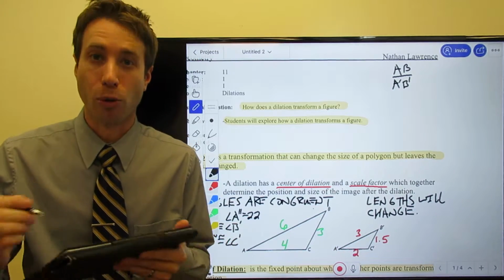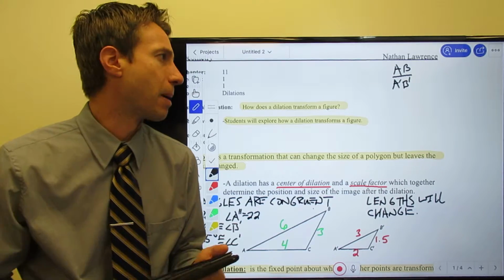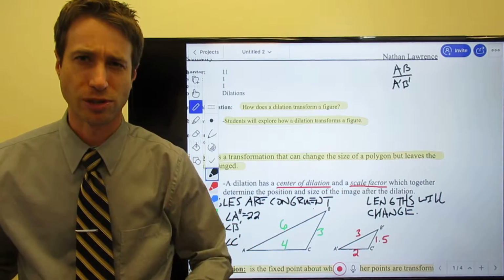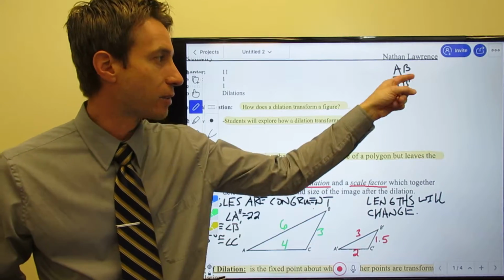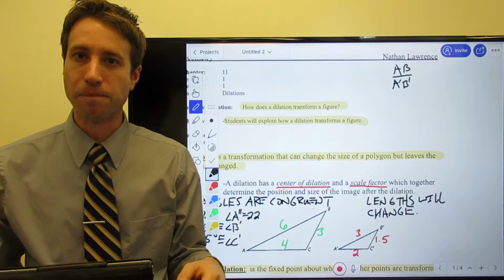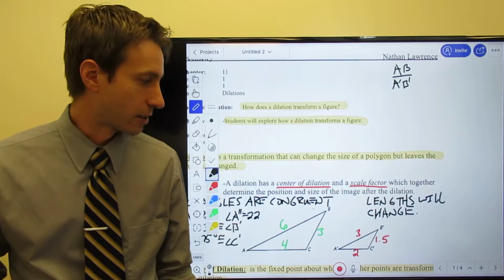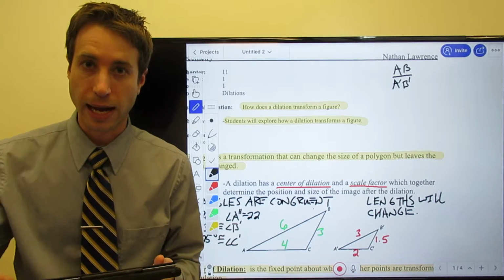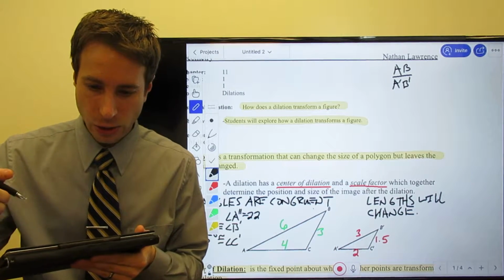Right? There's my proportion. Okay, let's do it again. My ratio, right? Ratio is just a fancy word for a fraction. So I'm going to find the scale factor that I used to do this dilation.